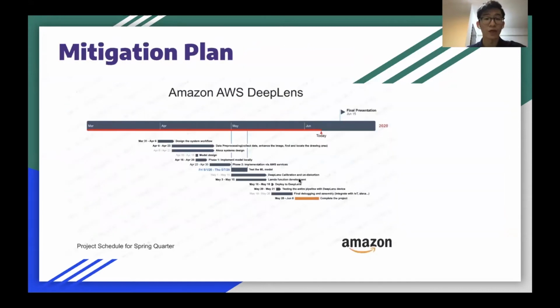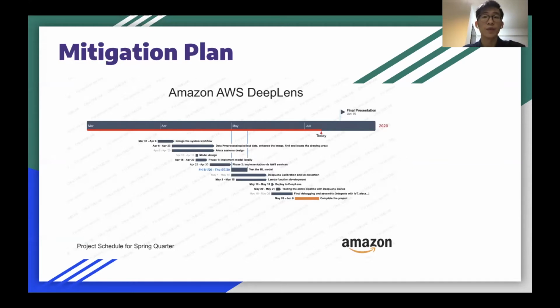And about our mitigation plan, in the last semester, our model was about the human detection work, but it would include some privacy issues. So in this semester, we changed our plan to the QuickDraw game. In our project, we use the Alexa as an interface to interact with the players and the DeepLens as a camera monitor to get the detection result. So we also need to use the Lambda function to connect the Alexa and DeepLens.